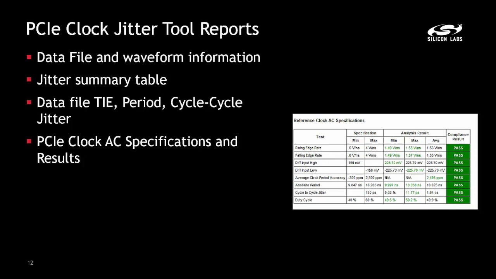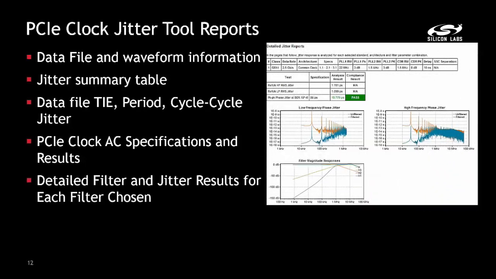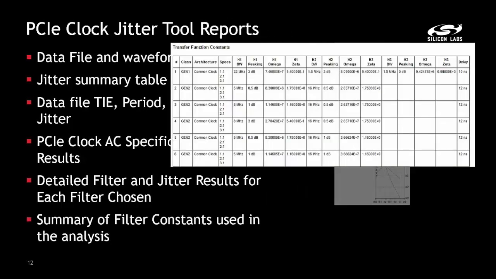If more detailed information is needed, the next section provides the detailed jitter spectrum plots, jitter results, and filters used to deliver the jitter results for each generation, architecture, and filter selection. The final section in the report contains the filter constants used for all the calculations.